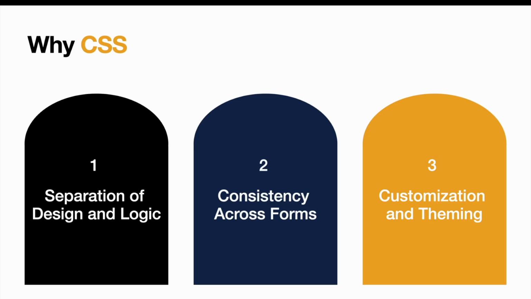CSS also lets you unify the look and feel of your entire application. You can create a theme, define your colors and font sizes, and apply them globally. And if one day you decide to change your application's accent color, you only need to edit a single file instead of updating hundreds of objects and forms.